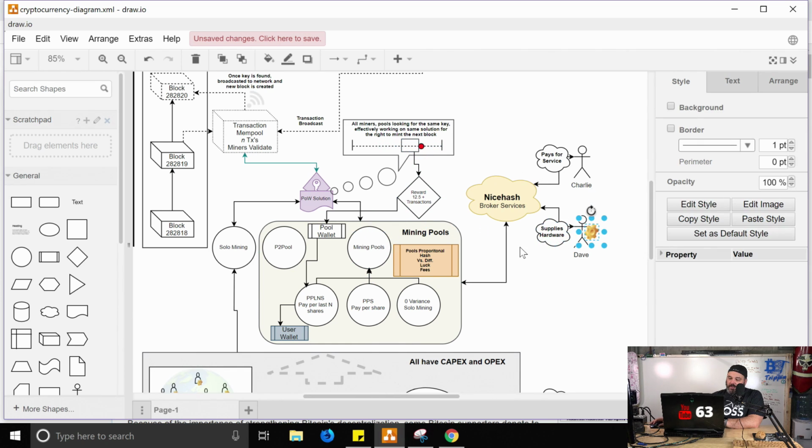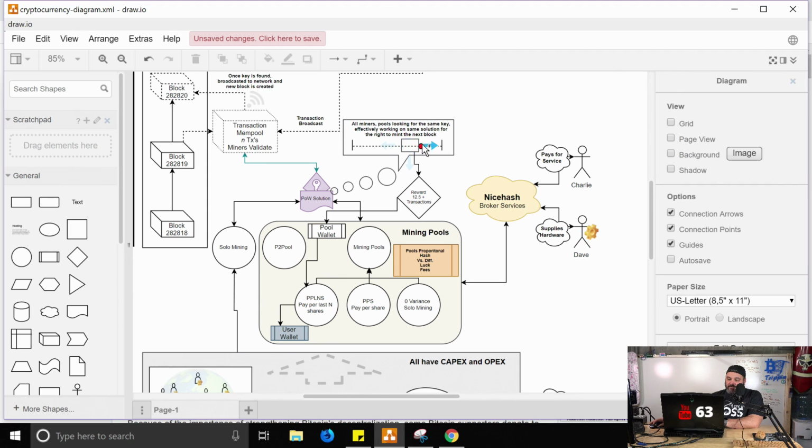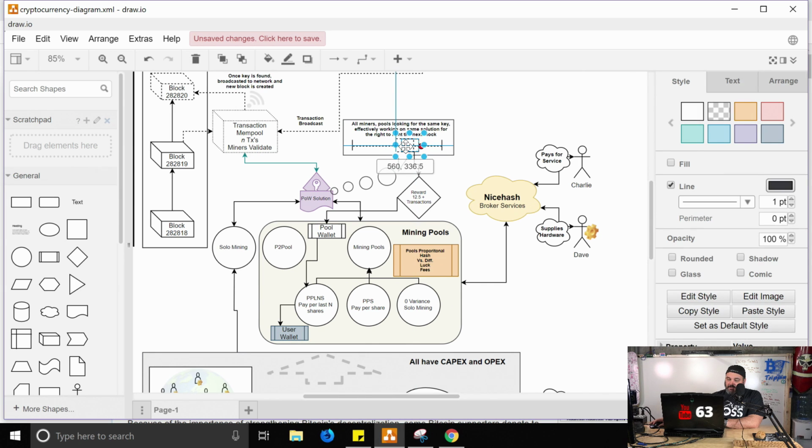Well, if you have a mining rig that's 50 megahash, 50 million hashes per second, and you have a total network of 3,000 terahashes, right? Like 30,000% higher, right? Your chance of finding that is next to none, right? It's not going to happen.